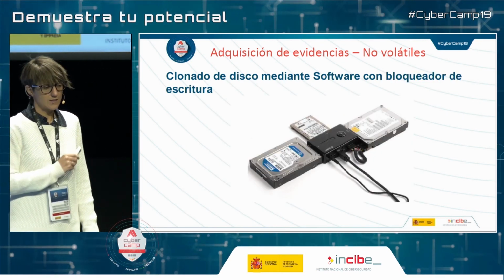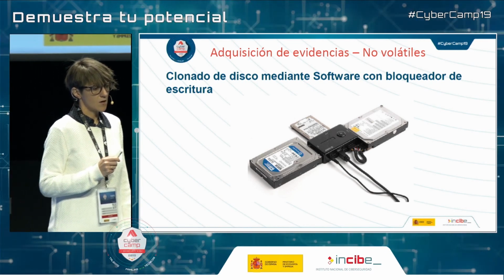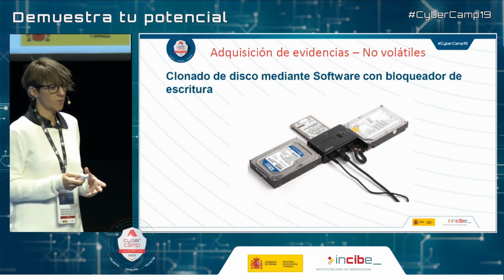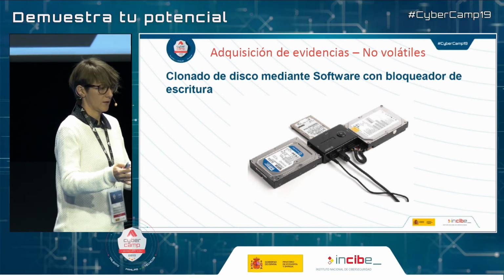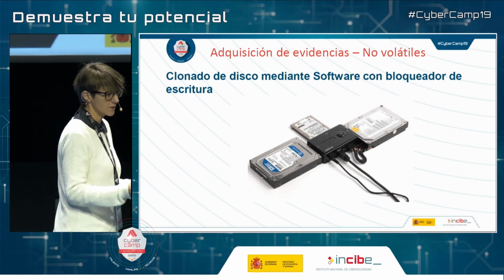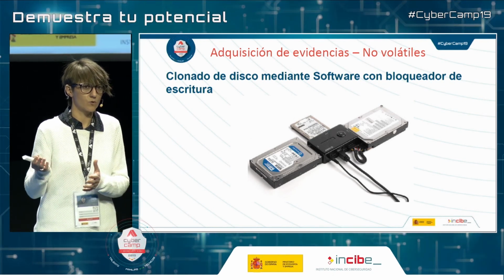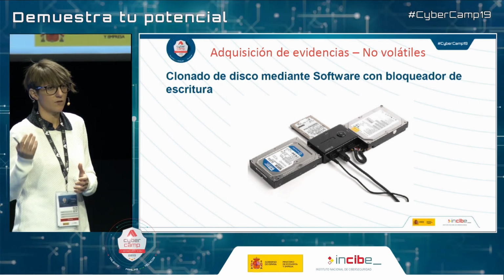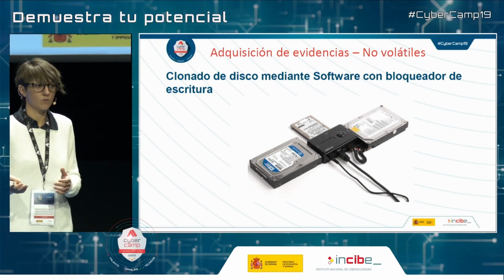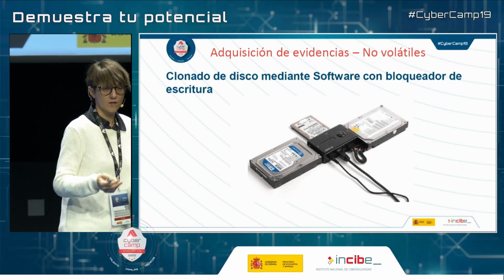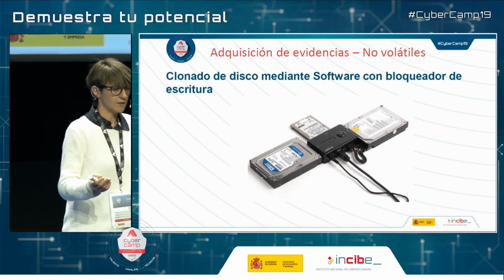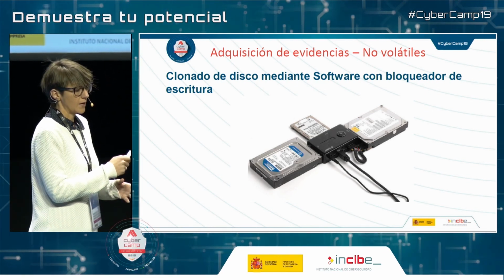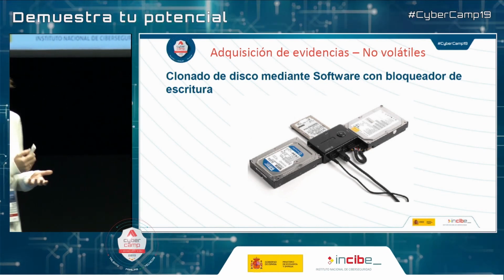Now, another option would be to use this device that you see here, which is a write blocker. We would acquire the information through software. We would have FTK Imager and then DD, dcfldd. But we would have this device.